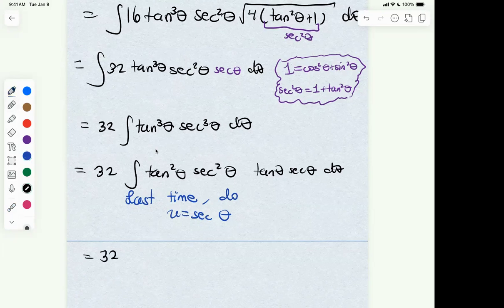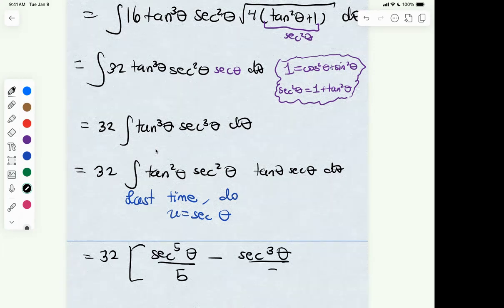you end up finding the same thing as before. Sorry, put the 32 here. So you get a secant to the 5 over 5 minus secant cubed of theta over 3 plus c. I just want to finish it. Like last lecture, I'll put here last lecture.